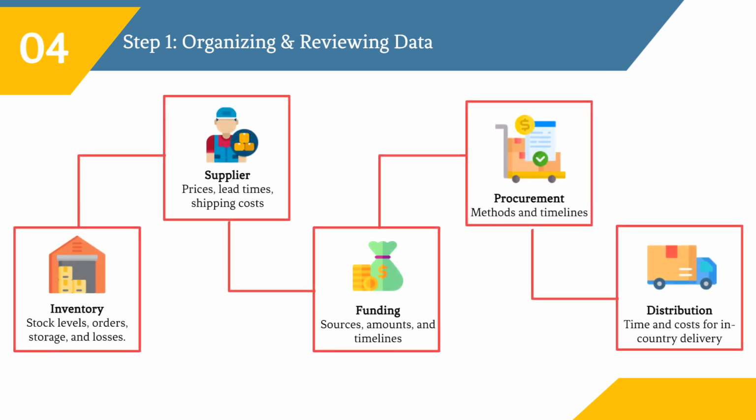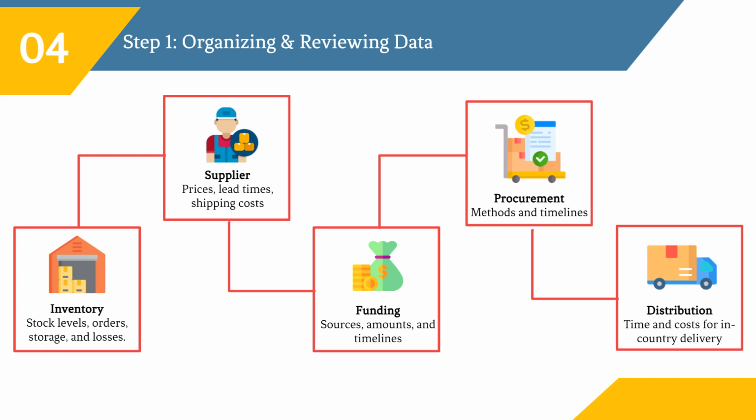Let's begin with step 1, where we organize and review the data gathered during the preparation phase. This is a crucial step because cataloging the data correctly will determine how smoothly the rest of the planning process goes. First, organize the data into key areas. For inventory, you need to know how much stock is currently available, what's on order, and if minimum or maximum stock levels have been set, including buffer stock.